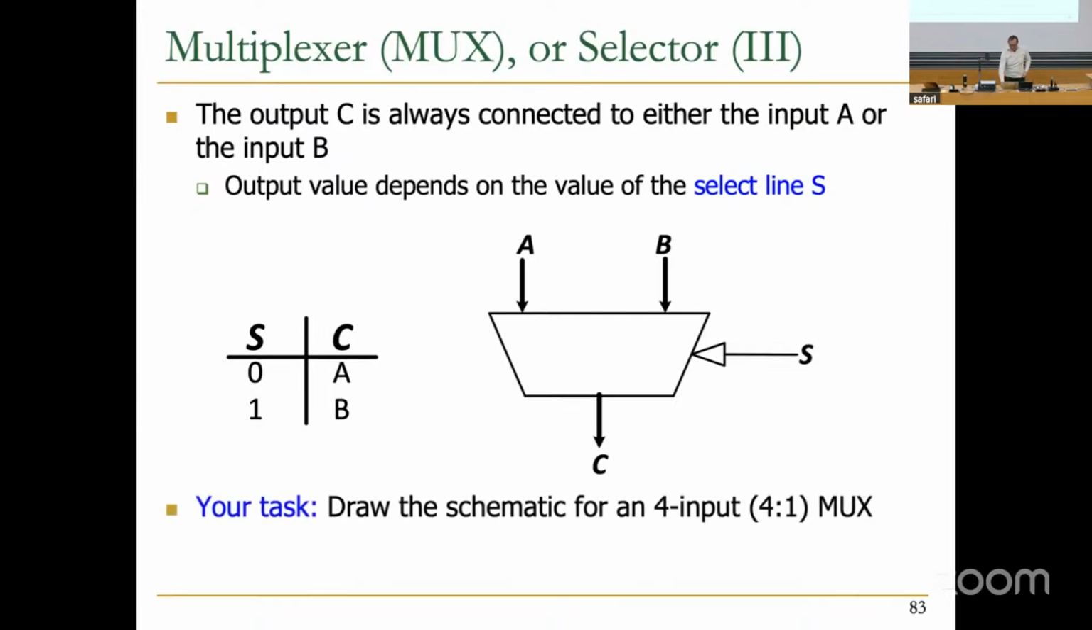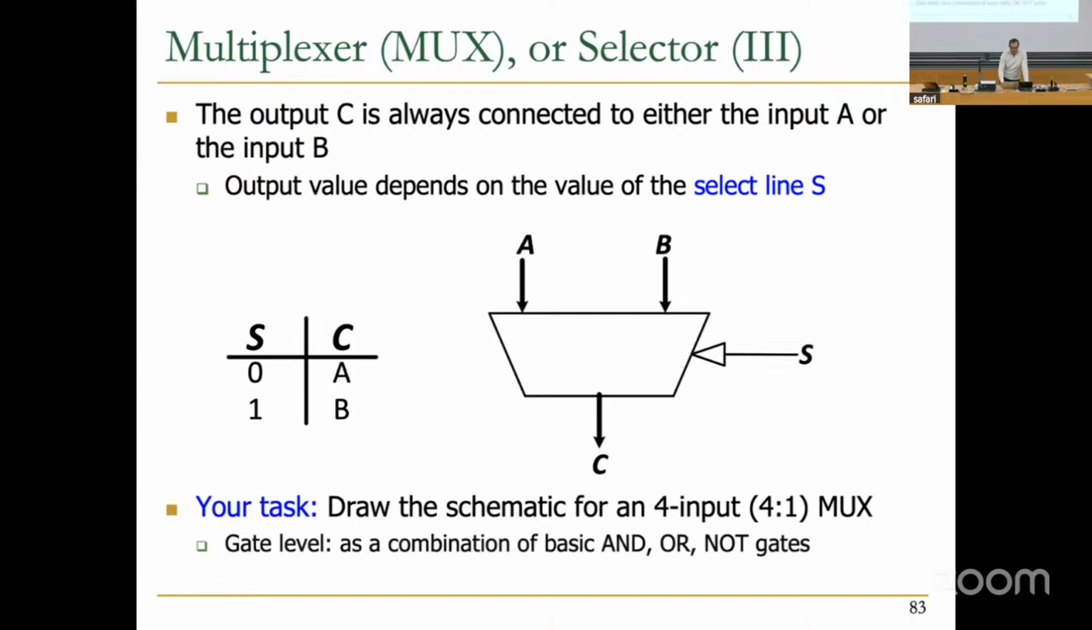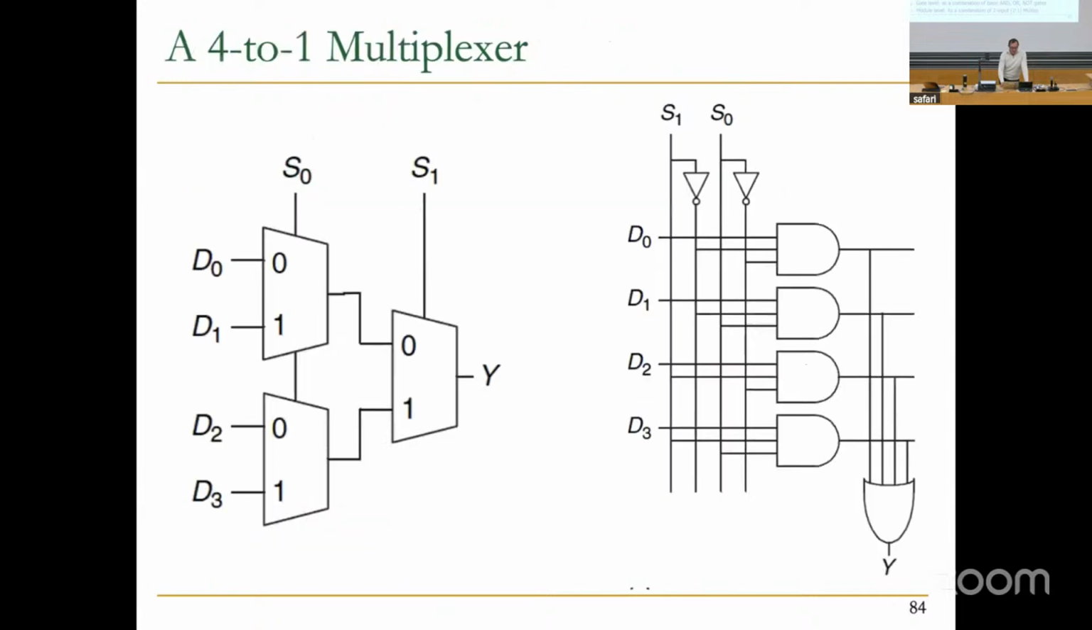Okay, I'm going to do this task for you in the next slide. Using 2-to-1 muxes, you can actually build a 4-to-1 mux. You can do it at the gate level. You could do it at the module level. This is the module level, and this is the gate level. And you can convince yourself that each one of these is a 2-to-1 mux. Now you have 2 select inputs because we want to select between 4 data inputs. Log base 2 of 4 is 2, so you need to have 2-bit select inputs.